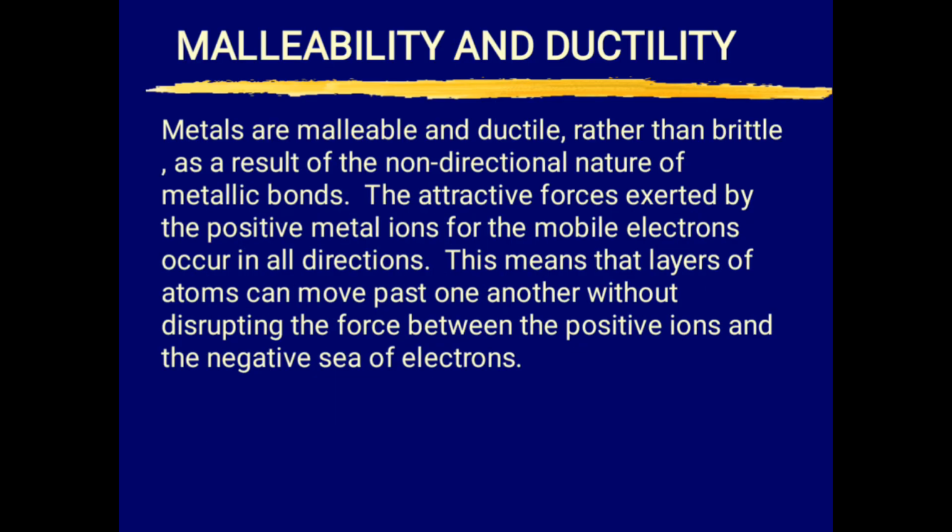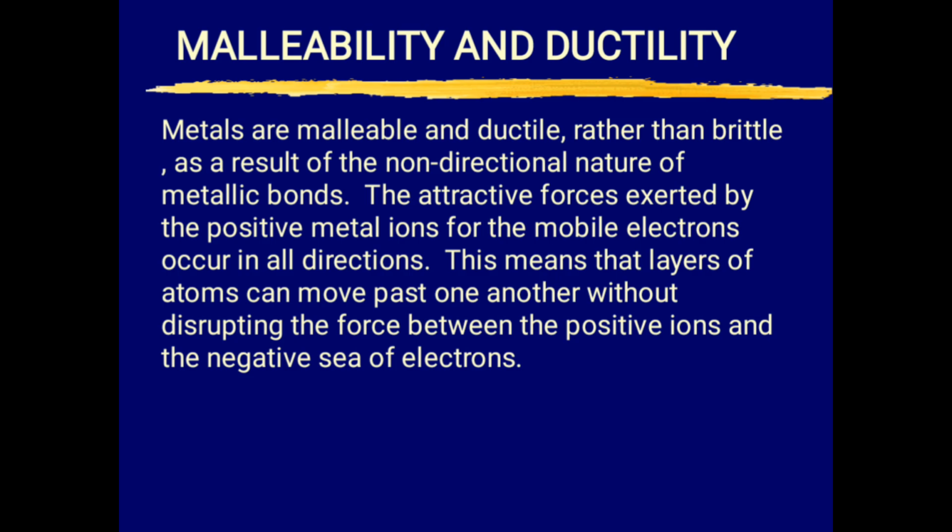We said they are malleable and ductile instead of being brittle as a result of the non-directional nature of the metallic bond. That's an additional, supplementary point. Metals are malleable and ductile because of the non-directional nature of the metallic bond. The ionic bond is directional, in the direction of the force that is applied. But the metallic bond has a non-directional nature.